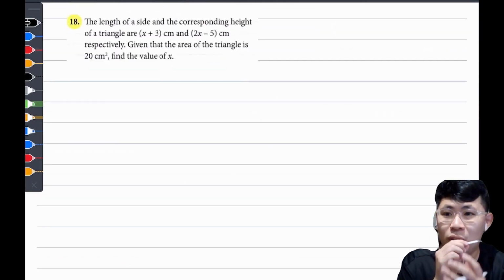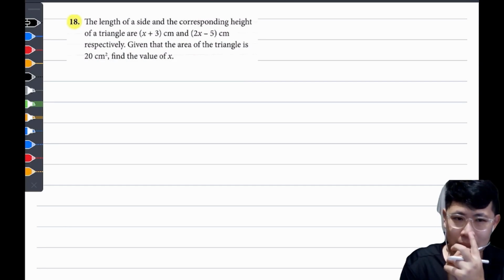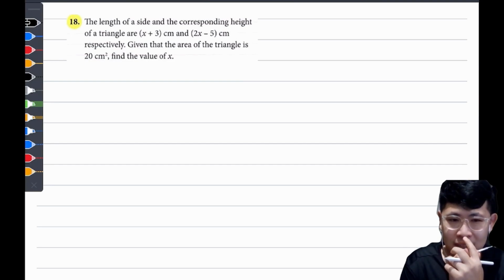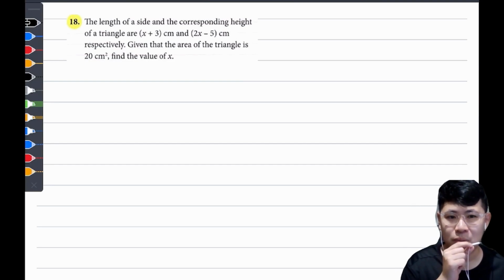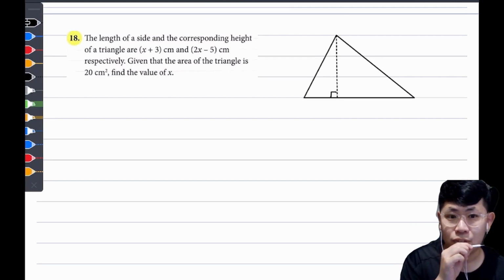Okay, let's continue on to question 18. Question 18: the length of a side and the corresponding height of a triangle is x plus 3 and 2x minus 5 cm respectively. The area of the triangle is 20 cm squared. Find the value of x. So let's first sketch our triangle to make sense of it. Okay, so now we have our triangle ready.